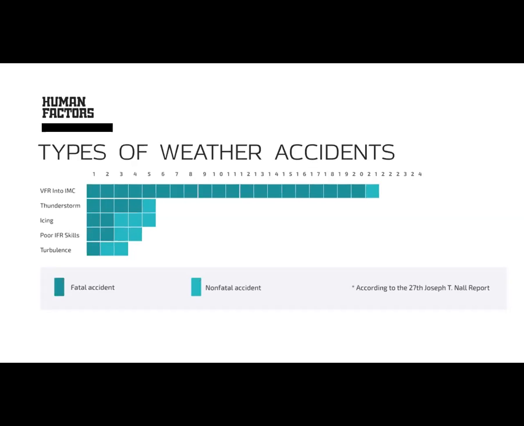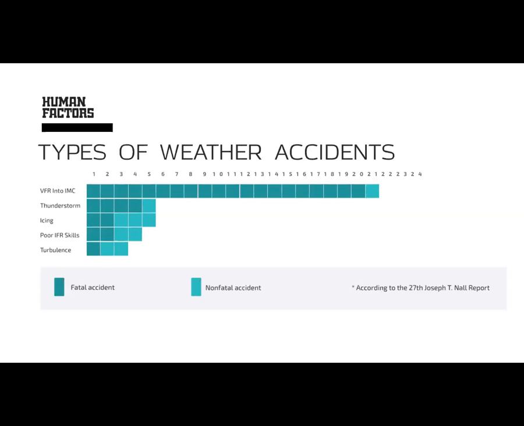We can see that, again, according to the 27th Joseph T. Nall report, which was 2015's data, we see 20 VFR into IMC fatal accidents, and 21 total with one non-fatal accident. So it's no joke. It's definitely the real deal. It's something to be avoided. And there's many ways, of course, to avoid it. It's not like this just reaches up and grabs you out of the air. There's lots of circumstances usually leading to this.